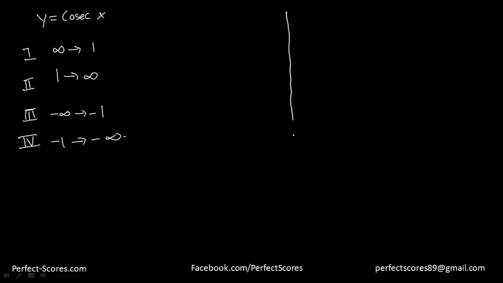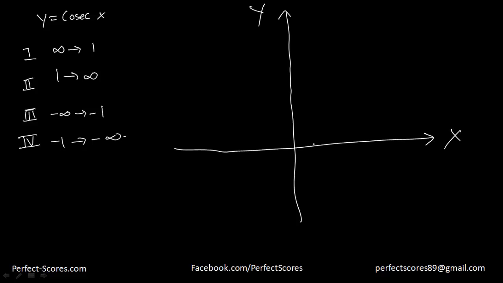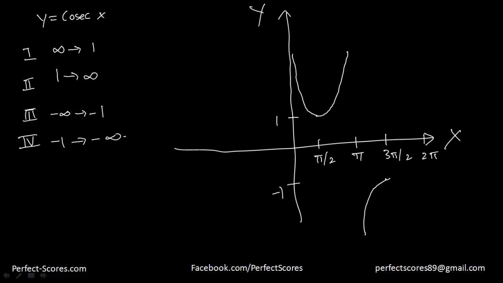So let's redraw this again, something like this. We have the x coordinate, we have the y coordinate, and we have the value of pi by 2, the value of pi, the value of 3 pi by 2, and the value of 2 pi, right? So in the first quadrant, it starts from infinity and goes till 1. The second quadrant, from 1 till infinity. In the third quadrant, from -infinity all the way till -1. So let's say this is -1. And the fourth quadrant, from -1 all the way till -infinity.